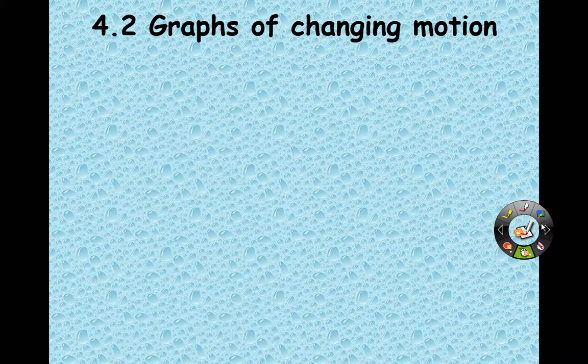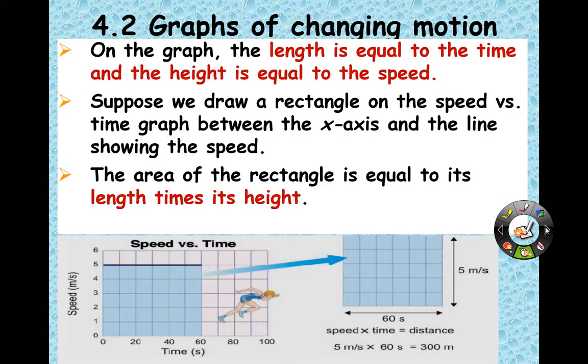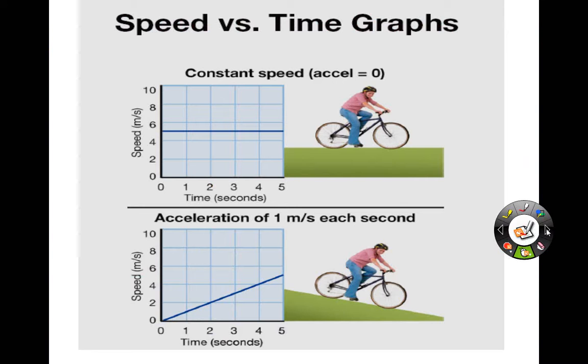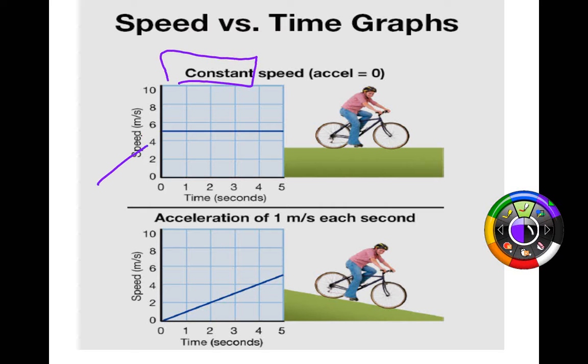Graphs of motion, changing motion. On a graph, the length is equal to the time and the height is equal to the speed. Here's a great example. Remember when I was talking about a constant speed? Constant speed is a flat line. We're also going to be getting to acceleration. Acceleration tends to be a sloped line, but it can be sloped in the positive or the negative fashion.